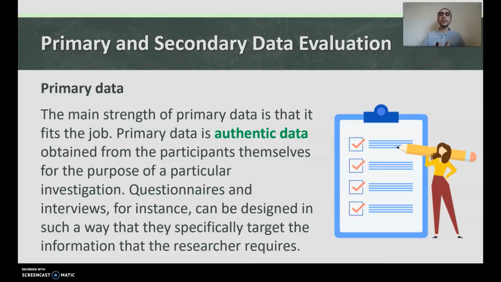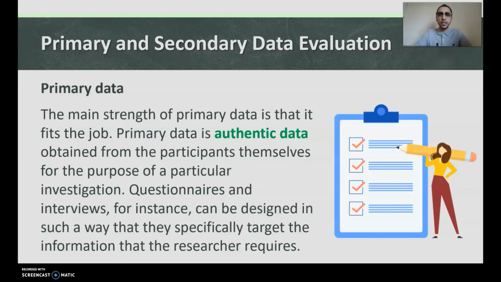Okay, if I wanted to find out something quite specific or quite niche, for example, my dissertation was on an investigation into the aesthetic appreciation of symmetry in children with and without dyslexia. I wanted to see if children with or without dyslexia preferred symmetrical or asymmetrical images. There's no research that I could find published anywhere on that. So if I wanted to find this out, I had to create my own research for it. So it was primary data that I created, and therefore it fits the job. It fits what I'm looking for.